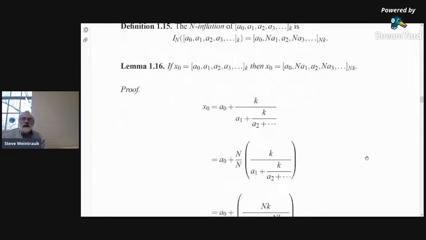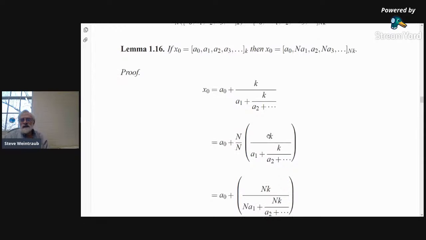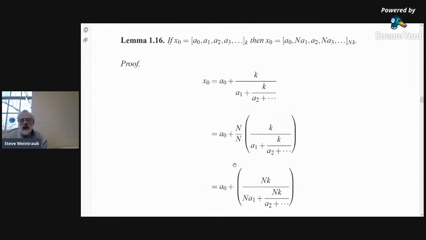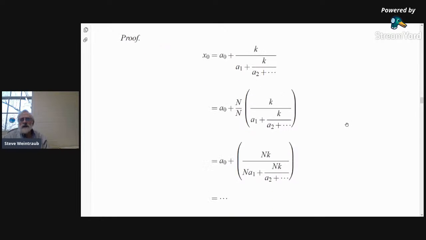And once again, that's something very easy to see, so I'll just show it. Here's my original continued fraction, A0 plus k over A1 plus k over A2, etc. Now I'll use one of the standard tricks in mathematics. I'll multiply by 1, in the form capital N over capital N, right here. When I multiply by capital N over capital N, what happens? Well, this k becomes capital N times k, this A1 becomes capital N times A1, and this k becomes another capital N times k. So this expansion now looks like this.